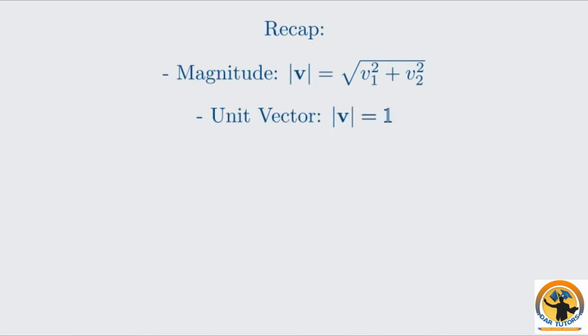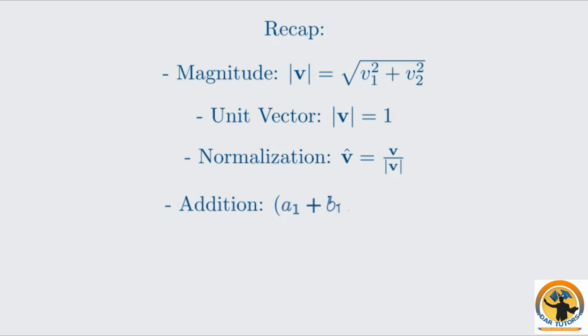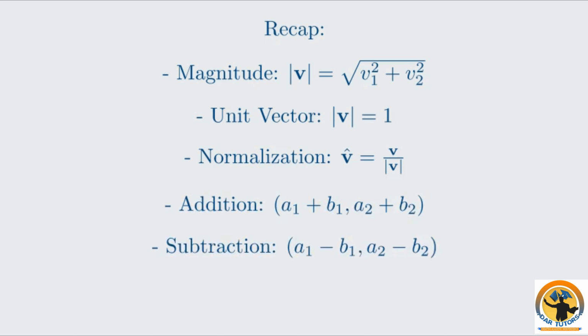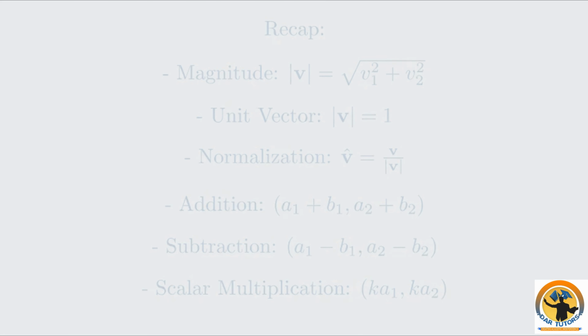Let's quickly recap what we've covered. We started with the magnitude of a vector, which is its length, calculated using the Pythagorean theorem. We then defined a unit vector as a vector with a magnitude of 1, and we learned how to normalize any vector to create a unit vector in the same direction. Finally, we explored the algebraic operations of vector addition, subtraction, and scalar multiplication, which are all performed component-wise. You are now equipped to perform these fundamental operations and solve problems involving them.